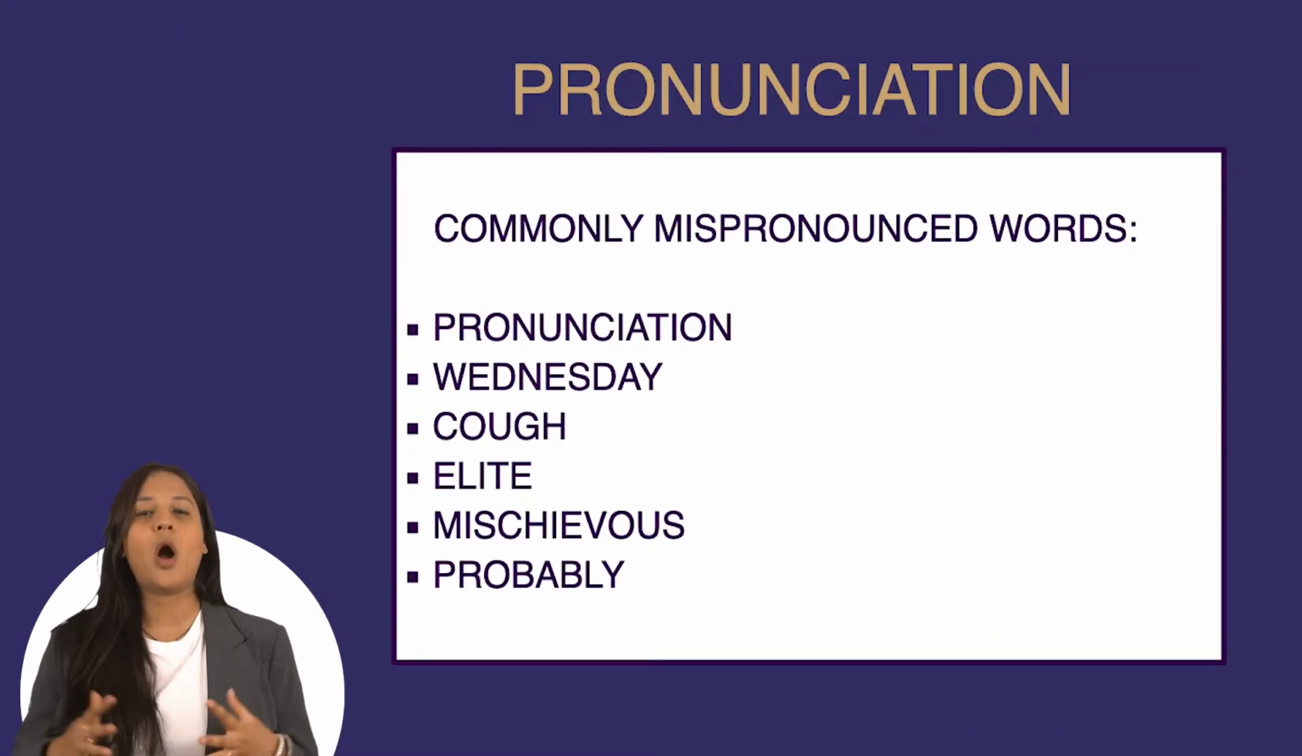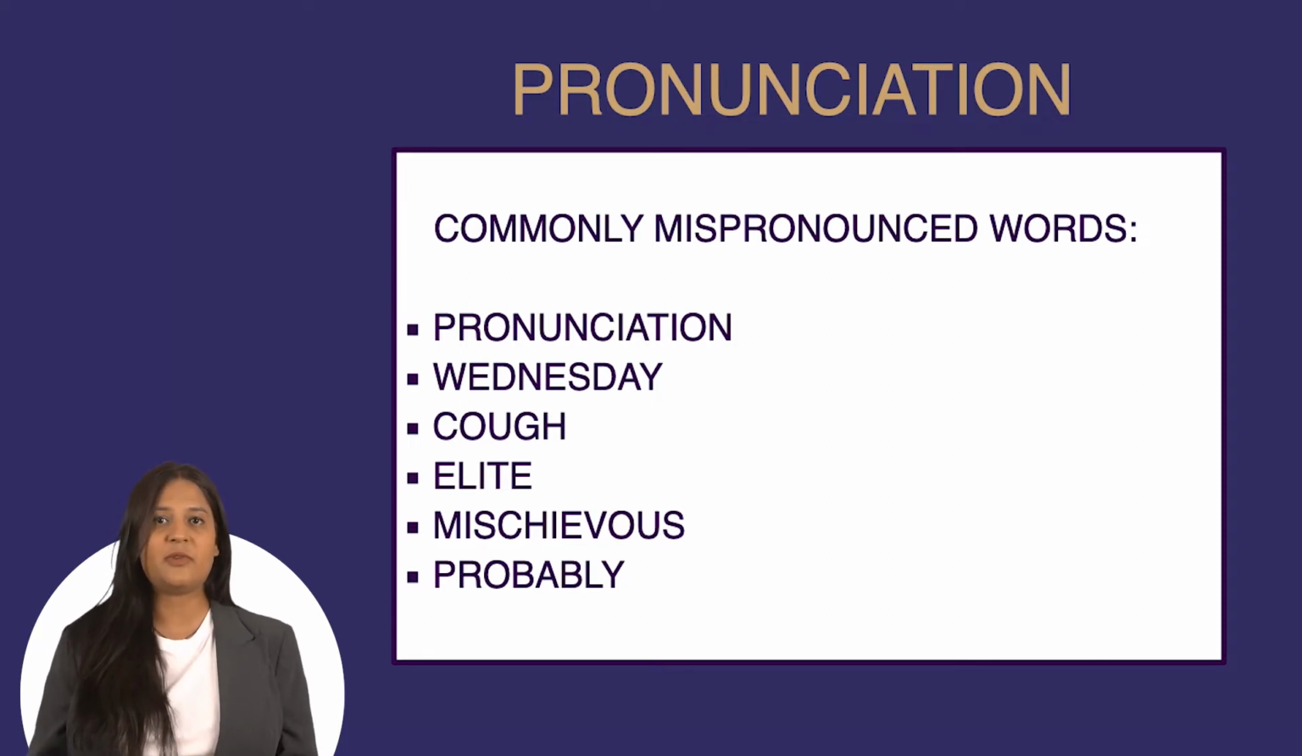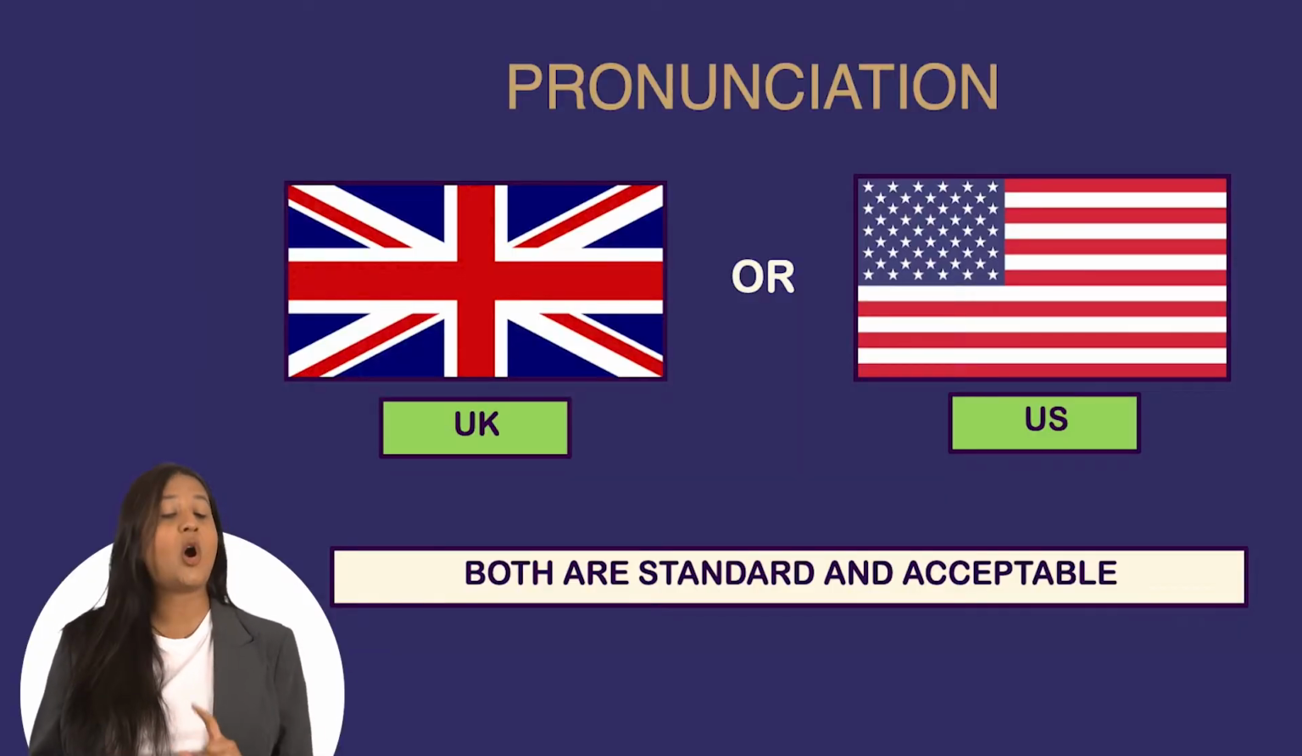Here is a list of few commonly mispronounced words. Pause the video here if you want to pronounce them yourself first before listening to the correct enunciation. Here is how we pronounce them. Pronunciation, Wednesday, cough, elite, mischievous, probably. Whenever you come across any word you find difficult to pronounce, just look for its perfect pronunciation in either Cambridge or Oxford dictionary. You could follow either UK British English or US American English pronunciation as they both are standard and acceptable in IELTS. Whichever you follow, just make sure you follow that throughout as mixtures are not desired.